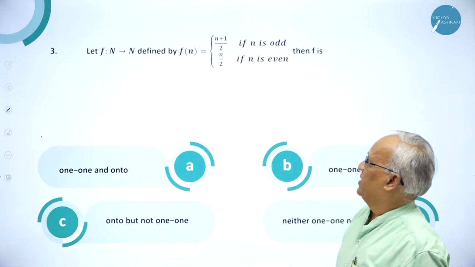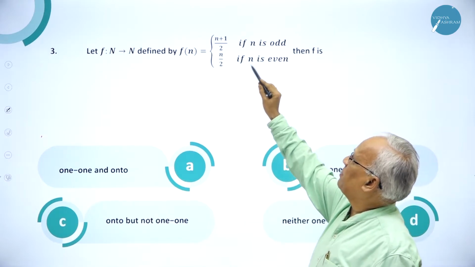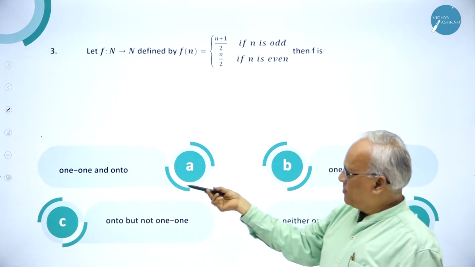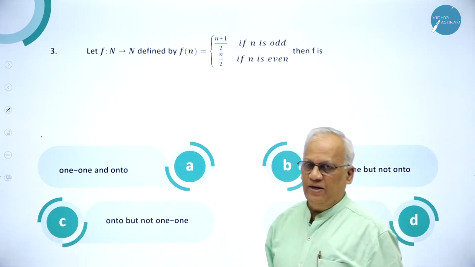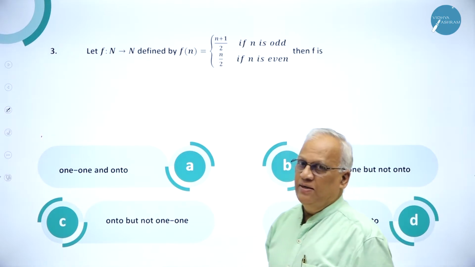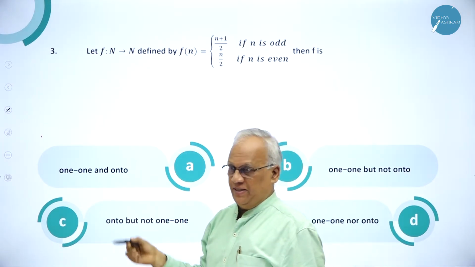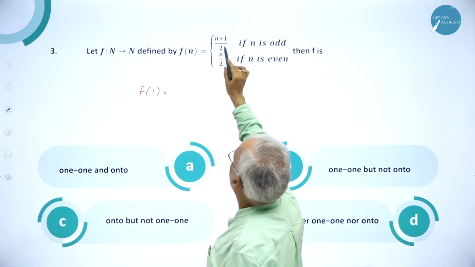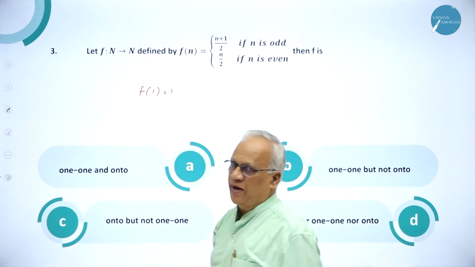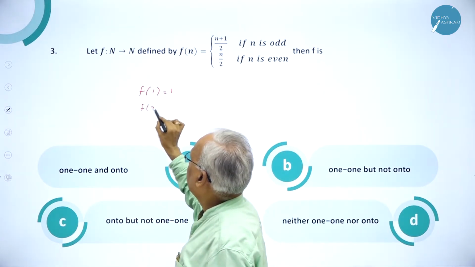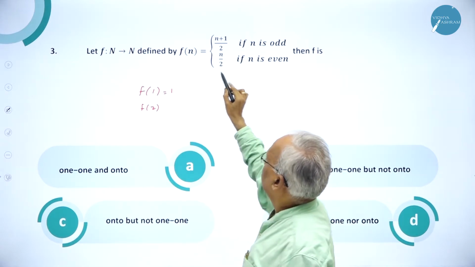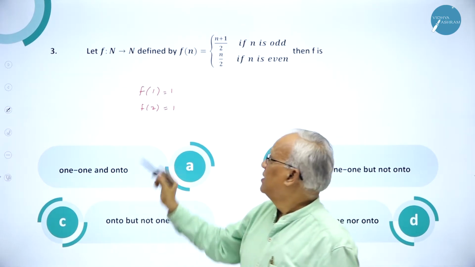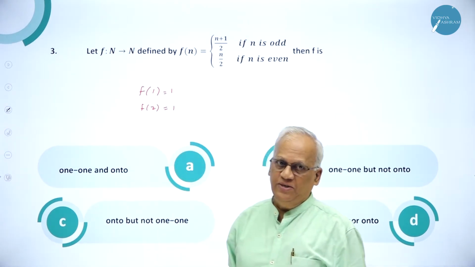F from N to N defined by f of n equal to (n plus 1) by 2 if n is odd, n by 2 if n is even. Then f is one-one, onto. You have to test for one-one and onto property. One-one means distinct elements should have distinct images. See, I can easily see here f of 1 is odd number, (1 plus 1) by 2, it is 2 by 2, 1. Whereas f of 2, it is defined separately for even number, 2 by 2, that is also 1. This is enough to say the function is not one-one because two different elements have the same image. So it is not one-one.